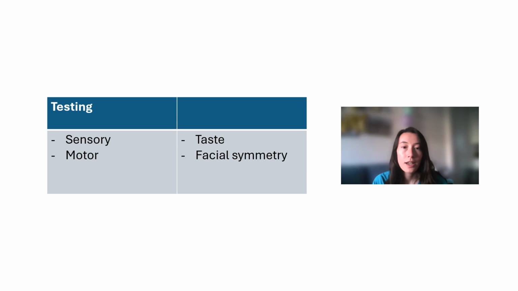So for taste, what you can do is apply a sweet or sour or salty solution to their tongue. And you're going to do it on one side of the tongue at a time. Obviously, you're trying to see if they can identify the flavor. Then for facial muscle activation, what you're going to have your patient do is use their facial muscles. So have them smile, show their teeth, close their eyes, puff out their cheeks, raise their eyebrows, tightly close their eyes. So again, you're looking for symmetry. So you want to see, can the right eyebrow lift as high as the left eyebrow and things like that.